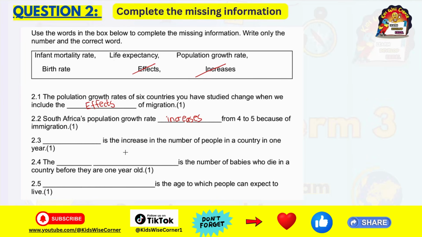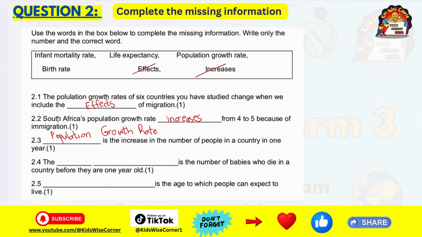2.3. Something is the increase in the number of people in a country in 1 year. Its population growth rate is the increase in the number of people in a country in 1 year. So it's population growth rate.